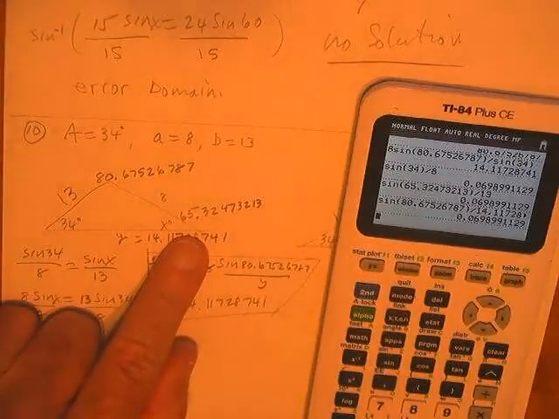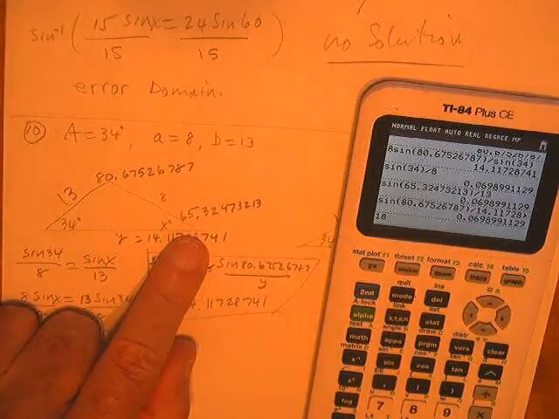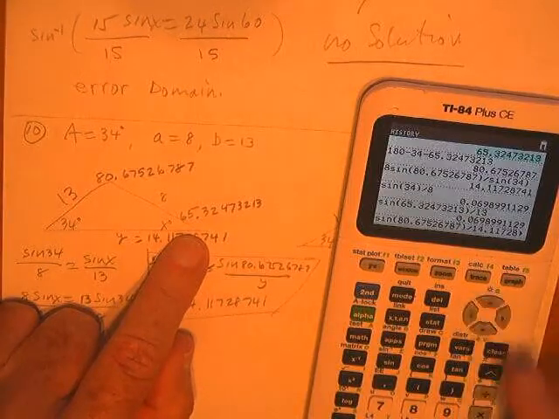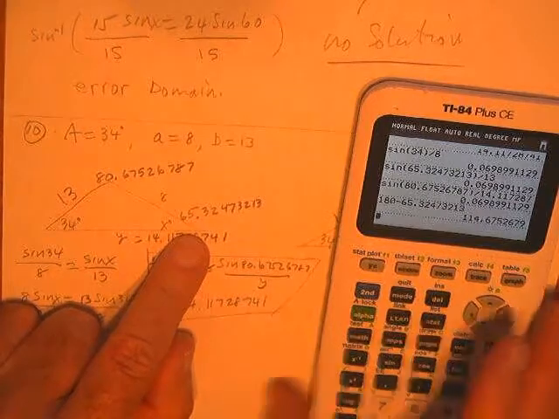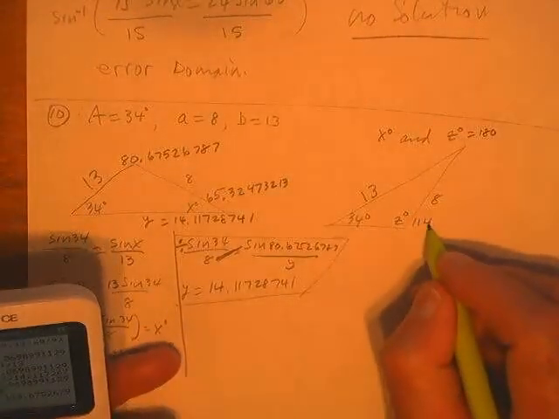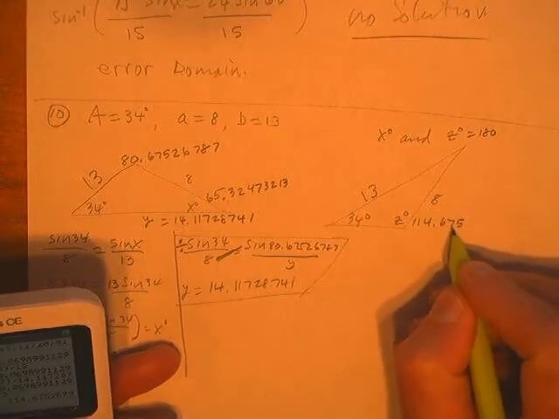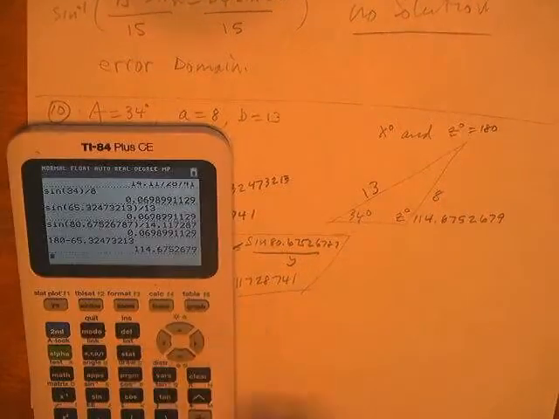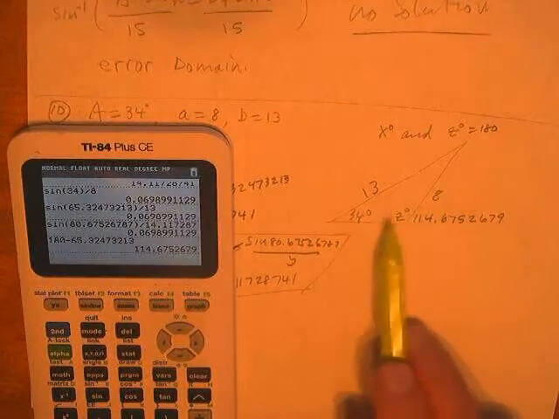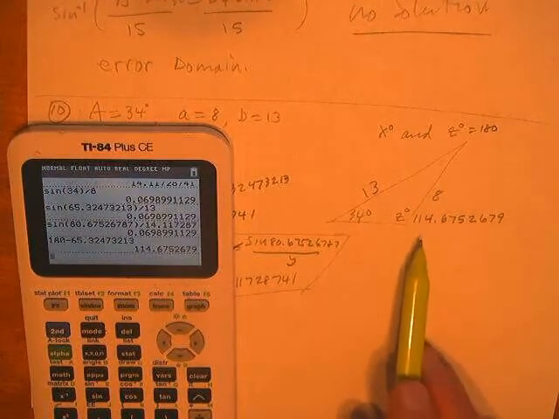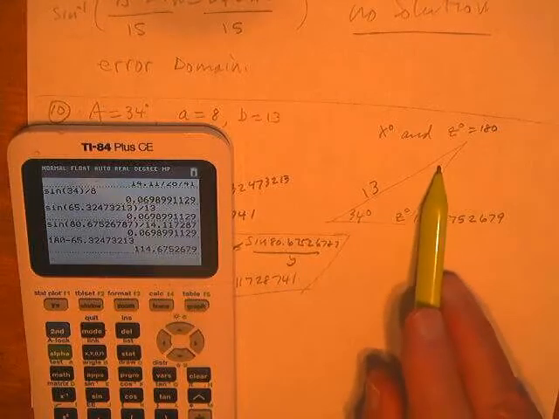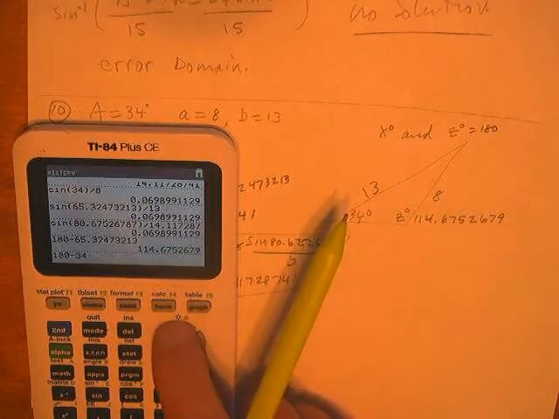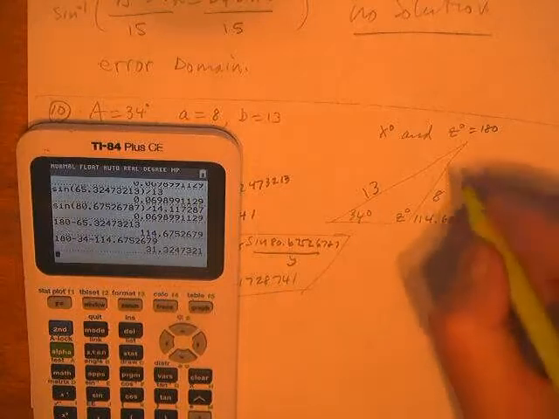So if you want to find z, all you have to do is take 180 and subtract that 65 number. Let's go find it. There it is. And that's this angle, 114.6752679. Now these two didn't go over 180, so this triangle probably exists. So let's see, 180 minus the 34 minus this angle. There's the angle at the top.